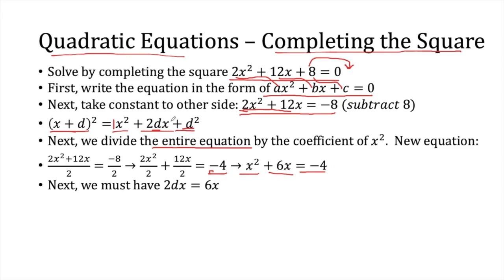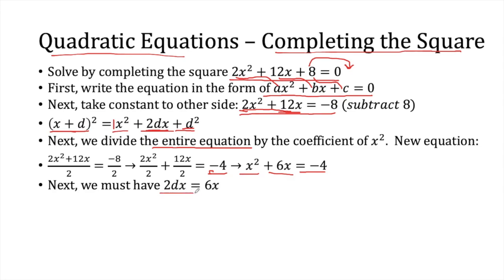So next we must equate our x terms. Since in our binomial expansion the only x term is 2dx, and in our equation the only x term is 6x, they must be equal. Now note that this x squared cannot be considered an x term because it is an x squared term, and x squared and x are not the same. They are not like terms, which is why you cannot add x squared to x. They are simply not like terms. They are considered different variables.